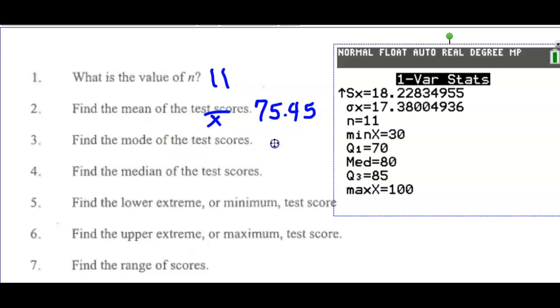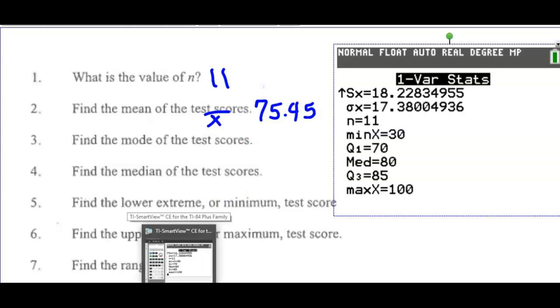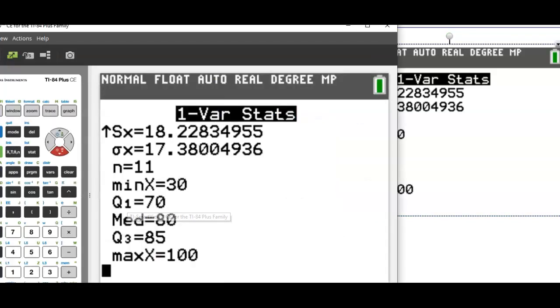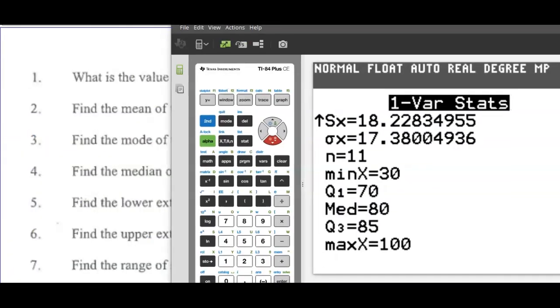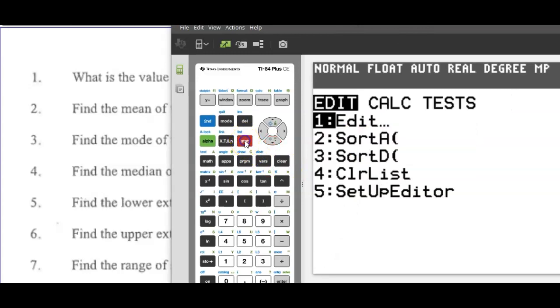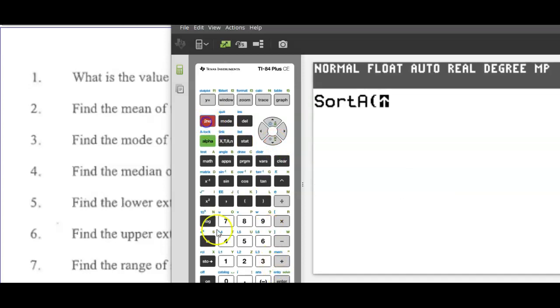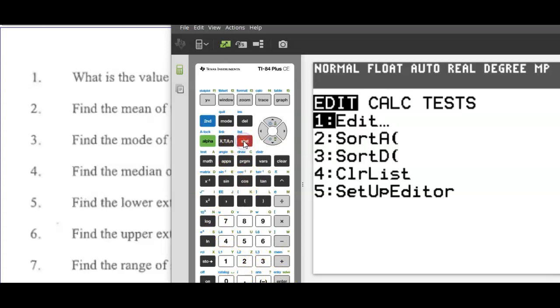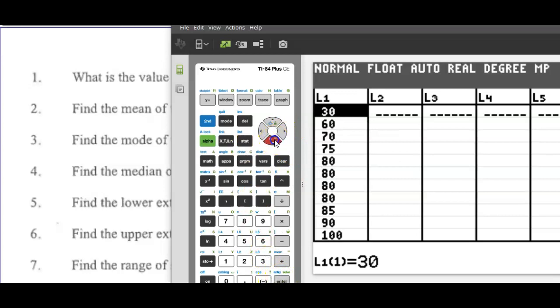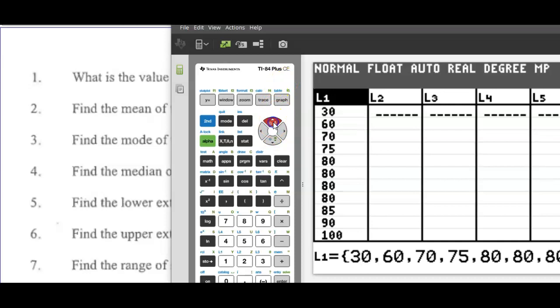The mode, okay, that's the most often given score or occurring score in this list, most often occurring number. And most of the time, you can just pick it out, but I did want to show you real quick that it is possible to go to your list, stat, and then pick either sort ascending or descending, and then put in the list number that you put them in. So I did list 1, and then it'll just say done. But now when I go to my list, they are in order from smallest to greatest, and I can quickly tell that 80 was the most often given score. Okay.